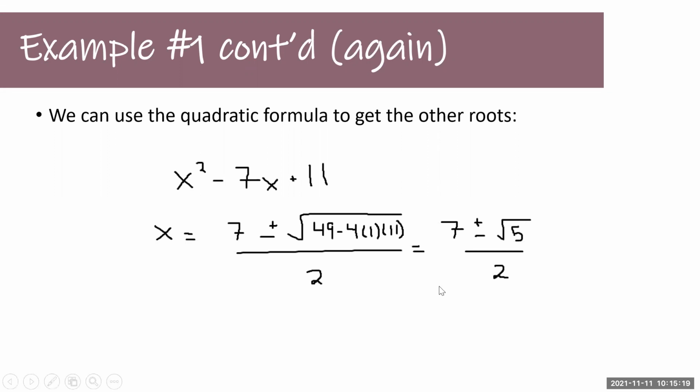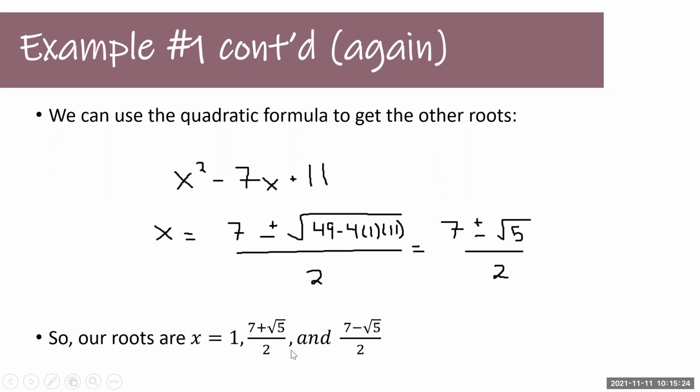You can pause this if you'd like some extra practice with the quadratic formula. But if we do this here, we see that we get 7 plus or minus square root of 5 over 2. We know that our roots are that original x equals 1, and then 7 plus the square root of 5 over 2 and 7 minus the square root of 5 over 2. We had a cubic, we had 3 roots. They're all real here, but they're ugly little numbers for 2 of them.